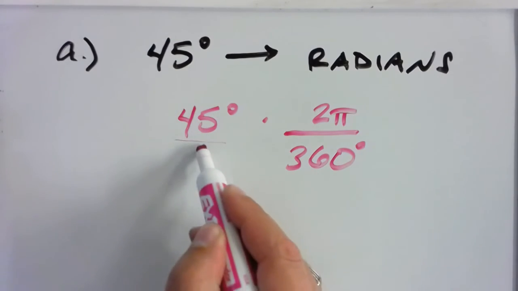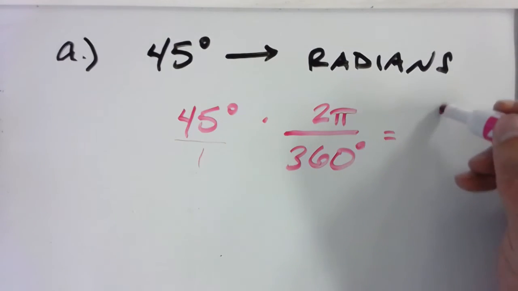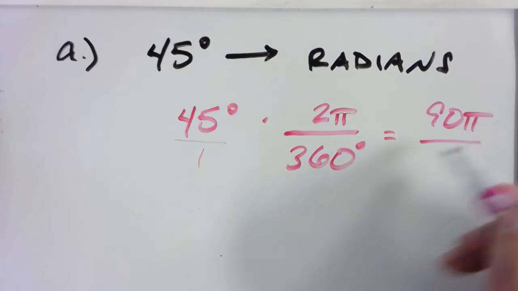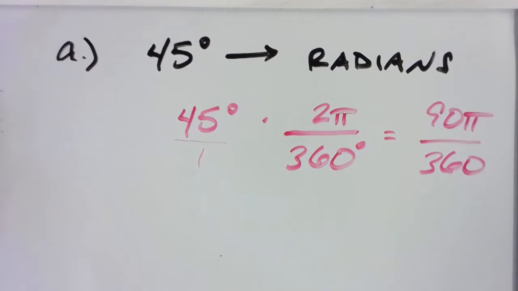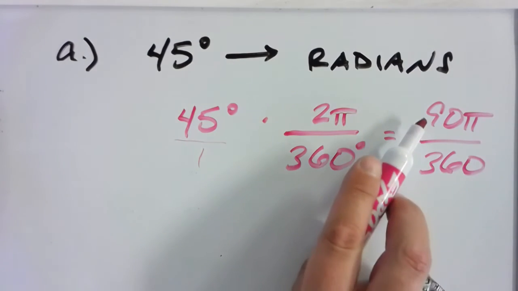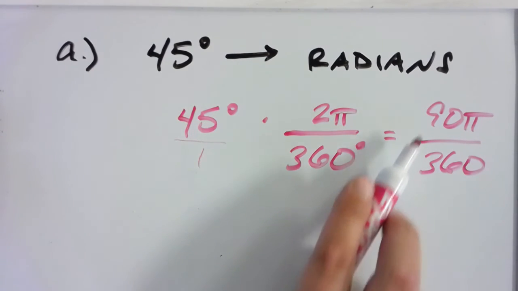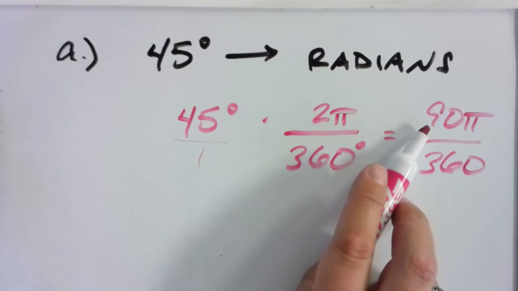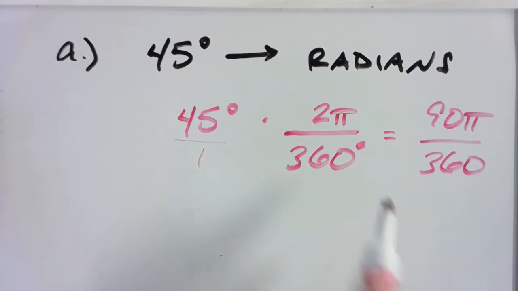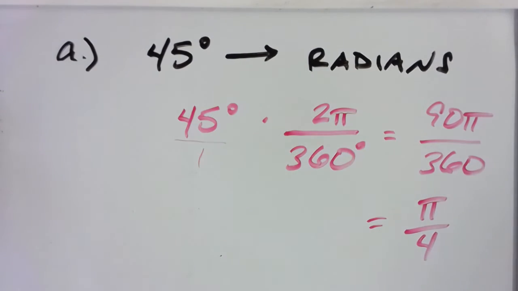This technically is over 1, for the record. So when I multiply this, I'm just multiplying straight across. 45 times 2 pi gives me 90 pi. 1 times 360 gives me 360. The degrees will end up canceling. This is technically now in radians, but now I'm going to reduce the fraction. 90 and 360 reduce. It might take you a couple tries if you're not familiar with it, but 90 goes into both top and bottom. 90 goes into 90 once. 90 goes into 360 4 times. This reduces to 1 pi over 4. There is my fully reduced radian form.